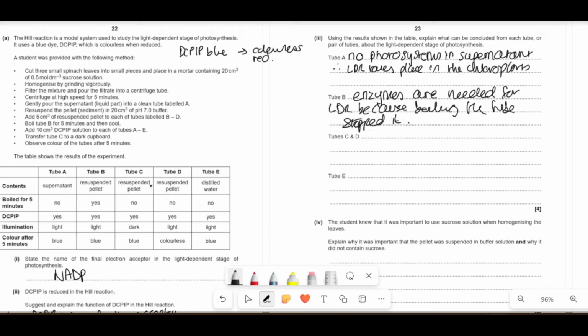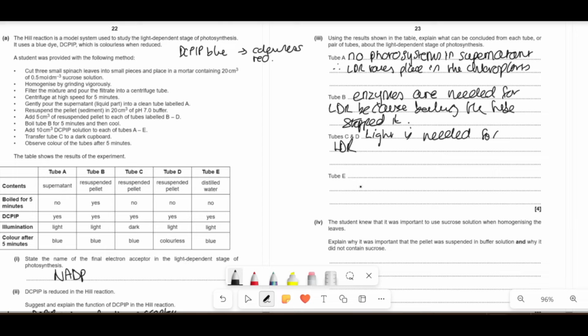So it says C and D now. So we've got the pellet, we've not boiled it, we've given it DCPIP, we kept one in the dark, but the other one's in the light, but everything else is ideal. And you can see there's no reduction in the dark, but there is in the light. So therefore you need light for the light-dependent reaction, which I know seems a bit pointless, but it's what you're concluding from here.